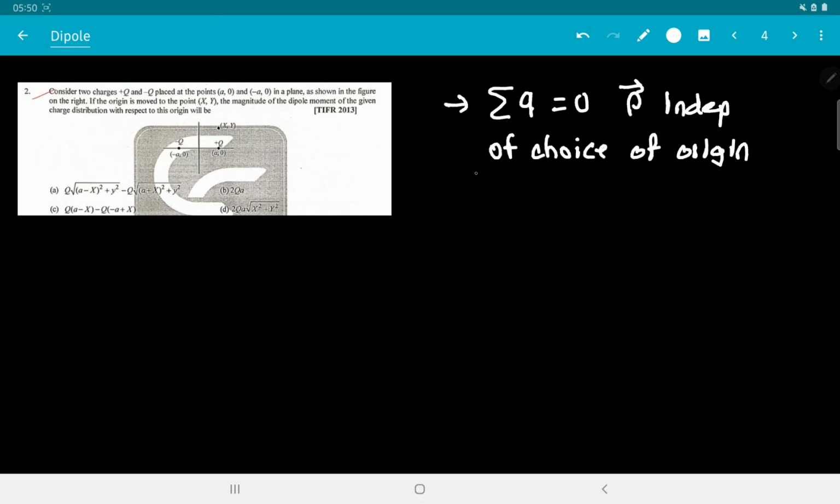and second, we have learned that if the origin is symmetrical, then the net dipole moment is 0. Net dipole moment is 0. Okay, see the following example.